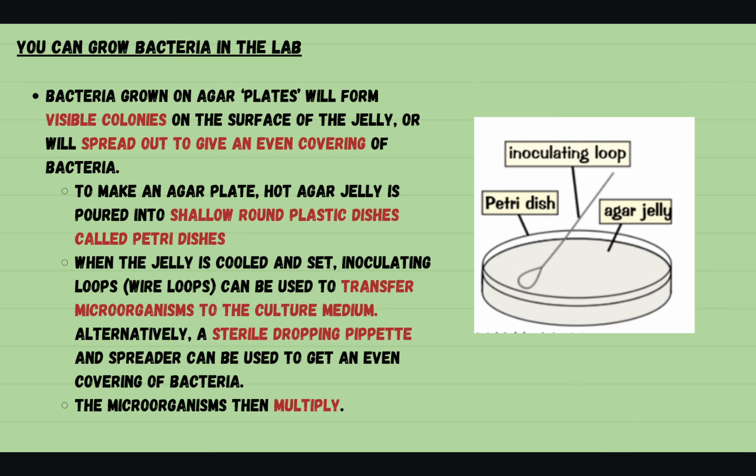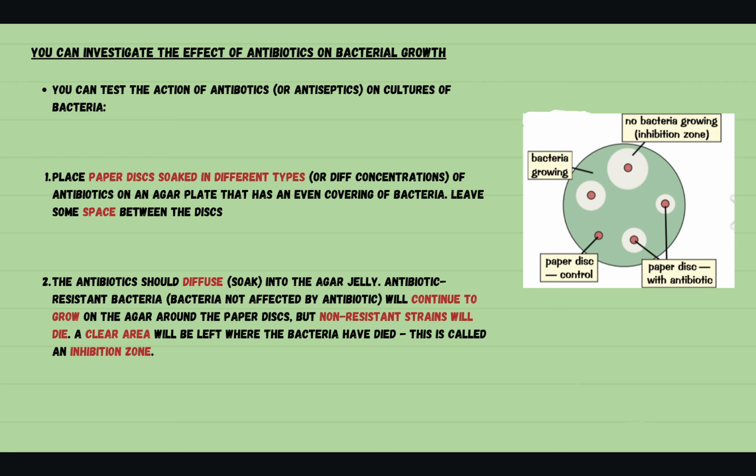You can grow bacteria in the lab. Bacteria grown on agar plates will form visible colonies on the surface of the jelly, or will spread out to give an even covering of bacteria. To make an agar plate, hot agar jelly is poured into shallow round plastic dishes called Petri dishes. When the jelly is cooled and set, inoculating loops, also known as wire loops, can be used to transfer microorganisms to the culture medium. Alternatively, a sterile dropping pipette and spreader can be used to get an even covering of the bacteria. The microorganisms then multiply.